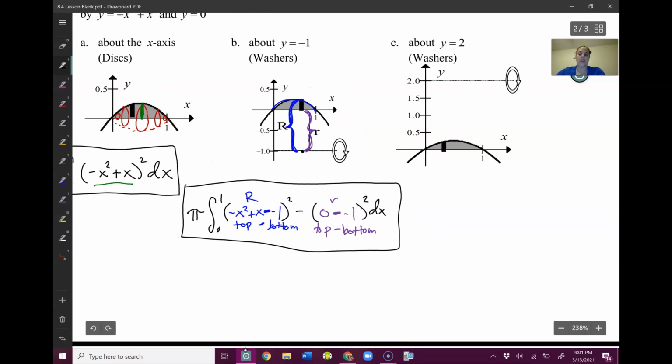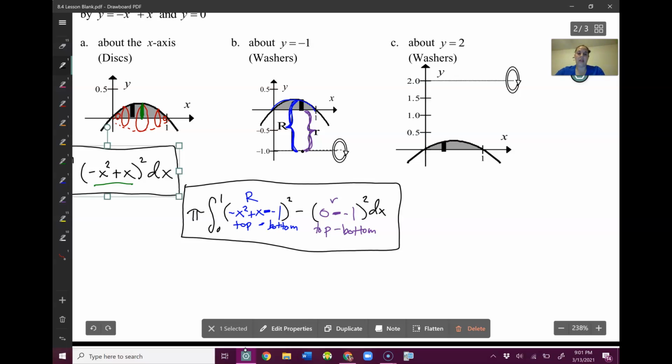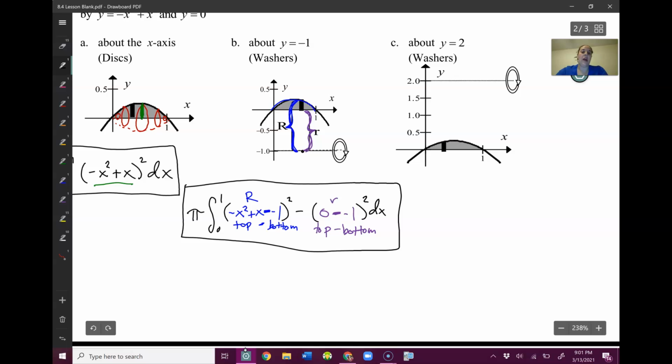So using what we just talked about, I want you to try C on your own. So you're going to use the same setup, just set up this integral, don't actually solve it. And go through that process of the big R minus the little r. So I'll help you out right here. Here's your big R. And here is your little r.